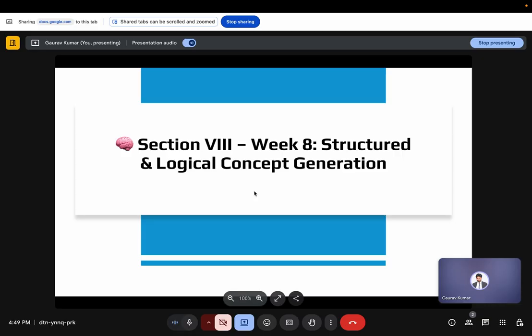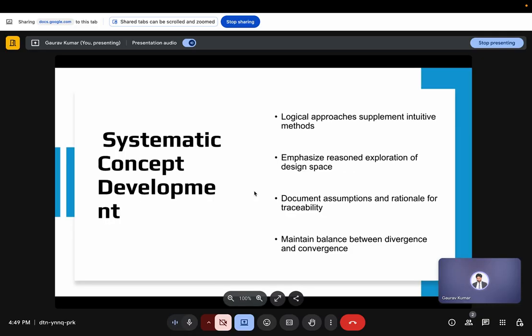So let's see the first one, called systematic concept development. The logical methods discipline our creativity. We document the assumptions, boundary conditions, and rationale to enable review and learning.